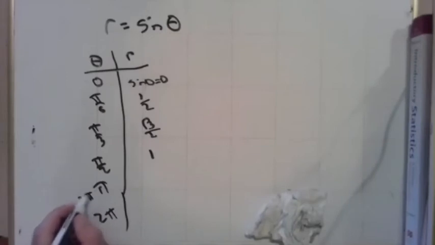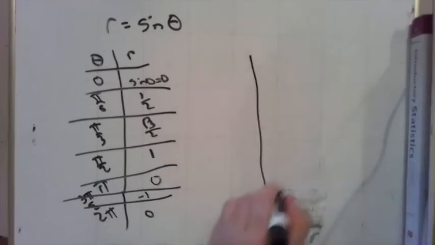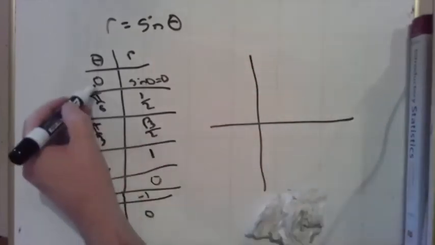Sine of, here we'll add in another one, 3 pi over 4. Sine of pi, we're back to 0. Sine of 3 pi over 2 is -1, and sine of 2 pi is back to 0. Let's try graphing all these points. So that's the point 0, 0.